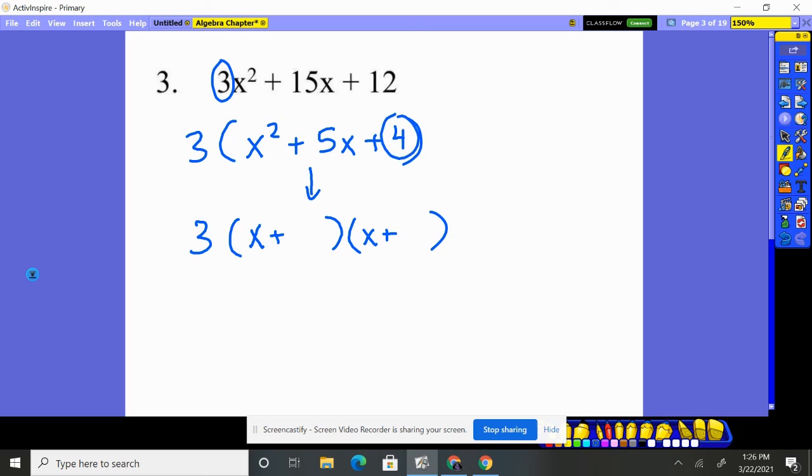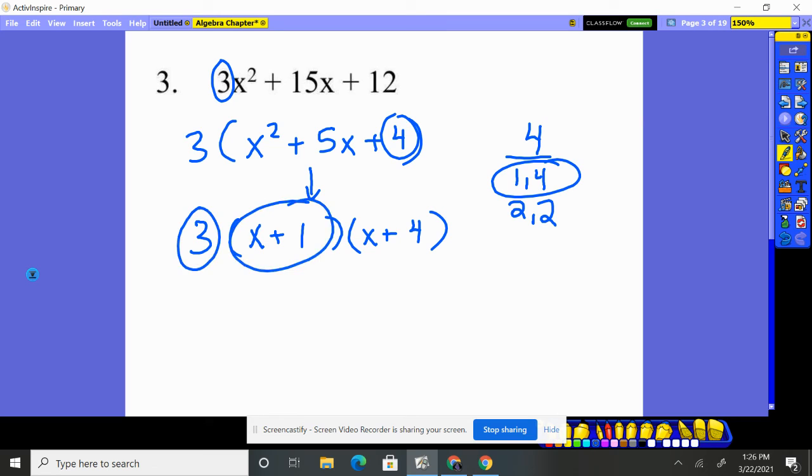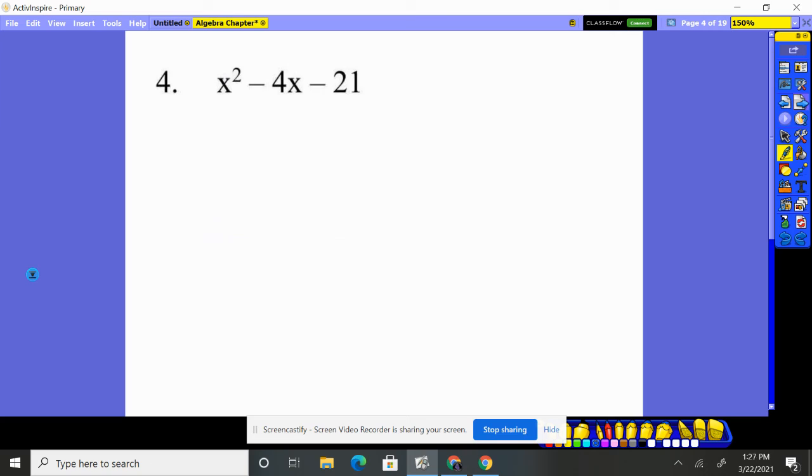It had a 4 here at the end. What could have multiplied to give us a 4? 1 times 4 or 2 and 2. We need to create a 5, it says. That's going to be the 1 and 4 because 1 plus 4 gives me a 5. So it breaks down to 3 times the quantity x plus 1 times the quantity x plus 4. So each of those, the 3 is a factor, the x plus 1 is a factor, and x plus 4 is a factor.